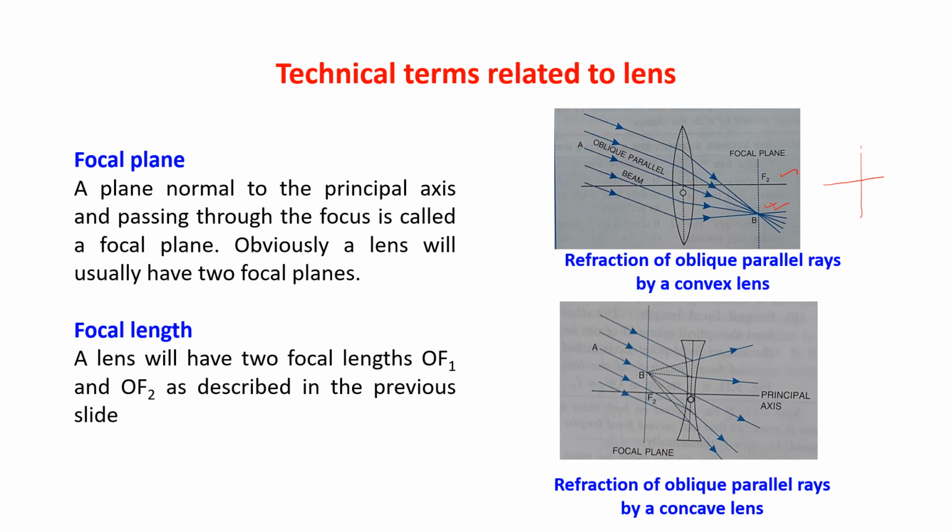So obviously a lens will have two foci, and that is why it has two focal planes. What is focal length? A lens will have two focal lengths, OF1 and OF2, already said in the previous slide. The distance between the optical center and the focus on either side of the lens is known as the focal length. Okay.